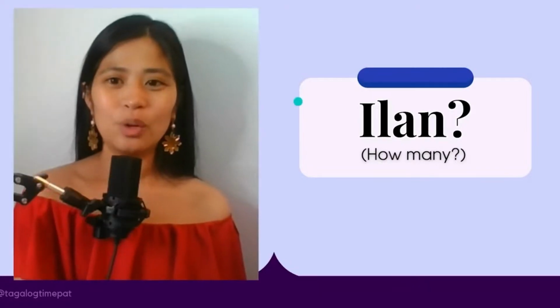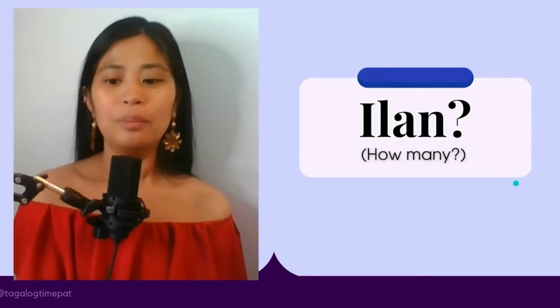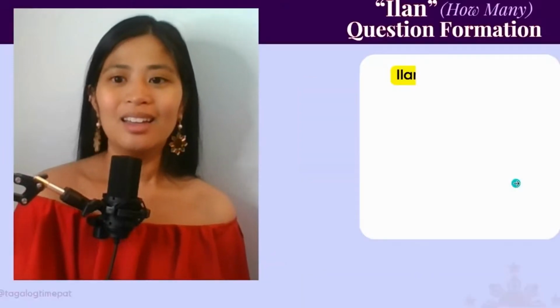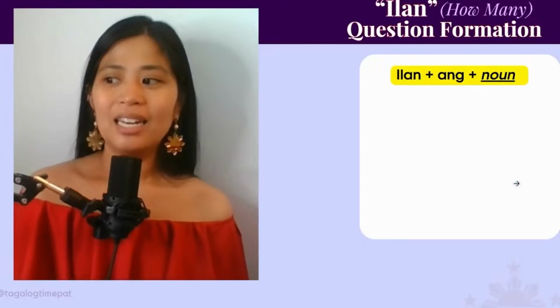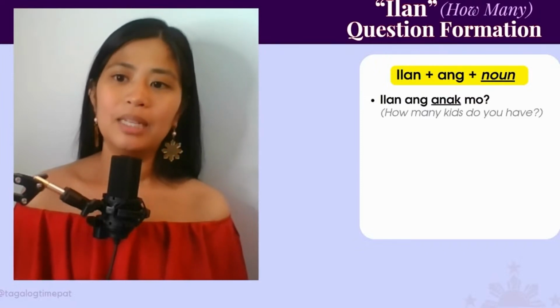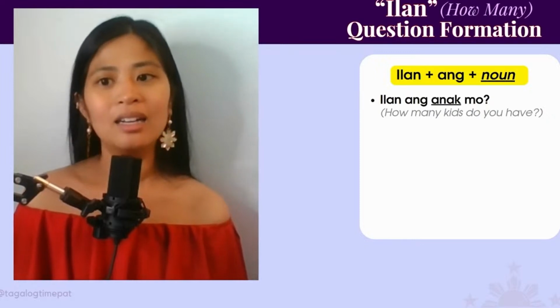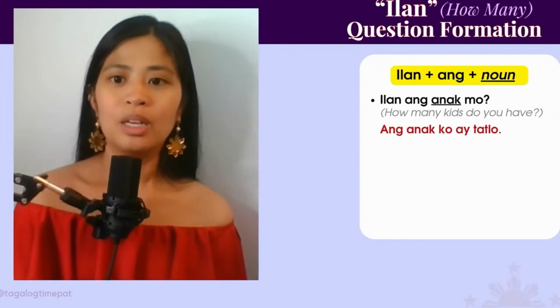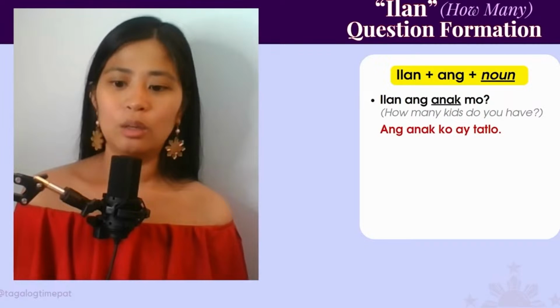Okay, next question word we're going to learn is ilan. How many? Ilan. So it would be ilan, then ang, then a noun. For example, ilan ang anak mo? How many kids do you have? Ilan ang anak mo? Ang anak ko ay 3.